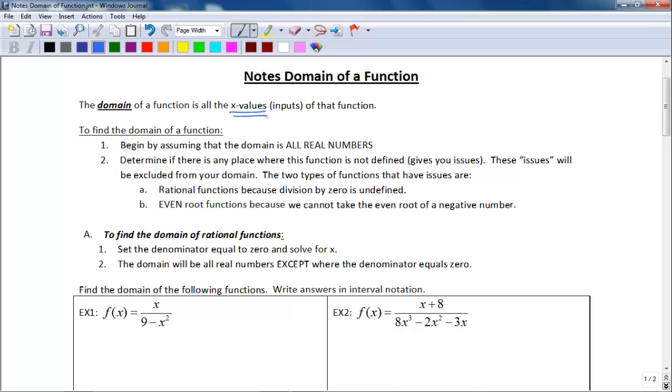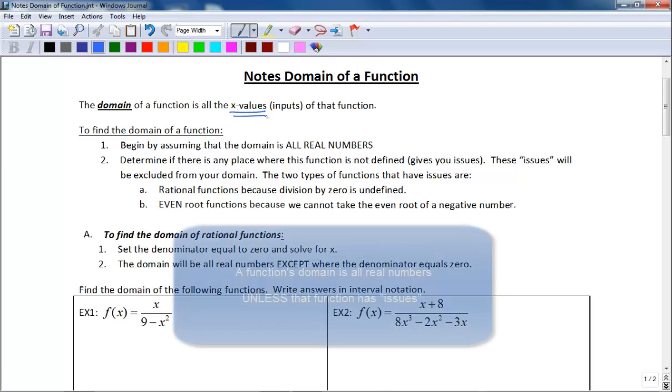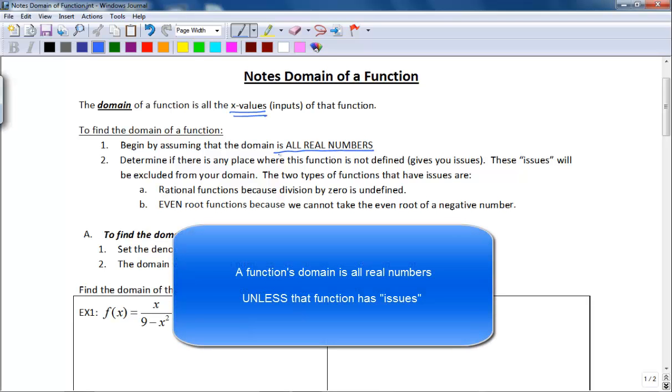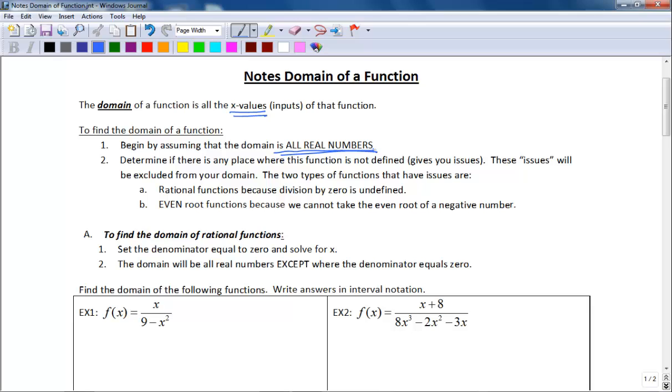Well, how do you do that? To start with, we're going to begin by assuming that the domain is all real numbers. So unless you have an issue, your domain's all real numbers. So you assume the best out of every function you see. Then you're going to determine, do I have a place where this function is not defined?